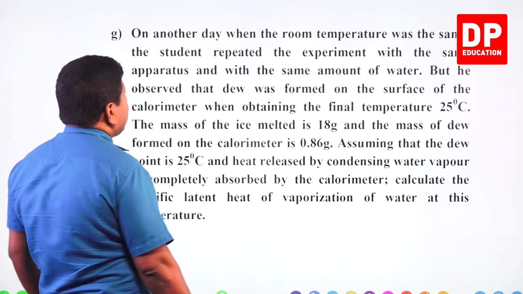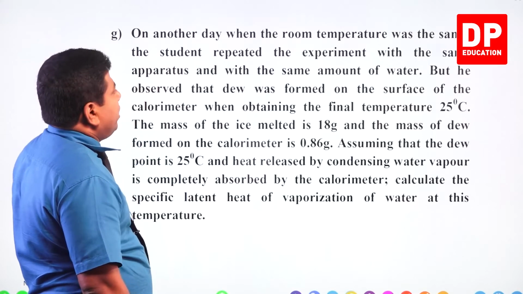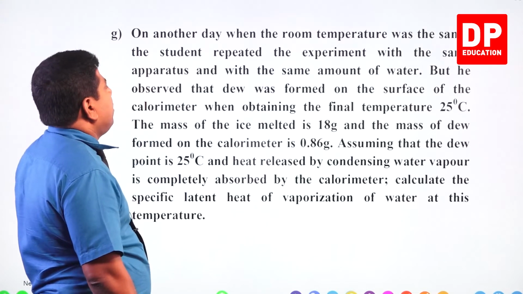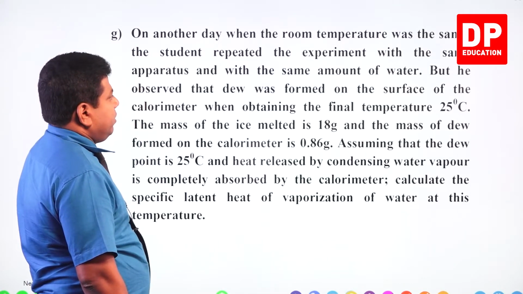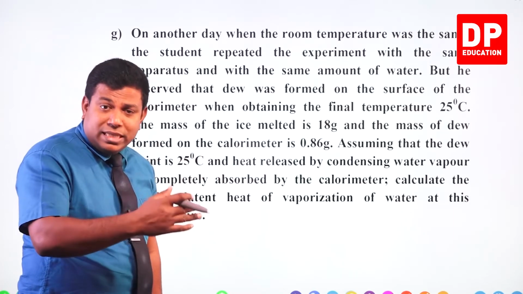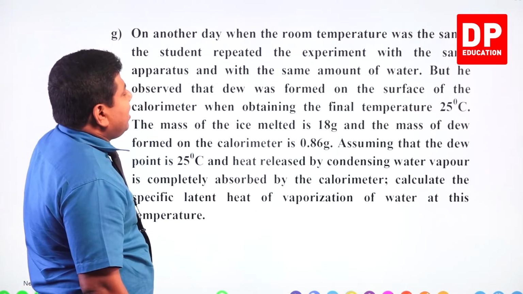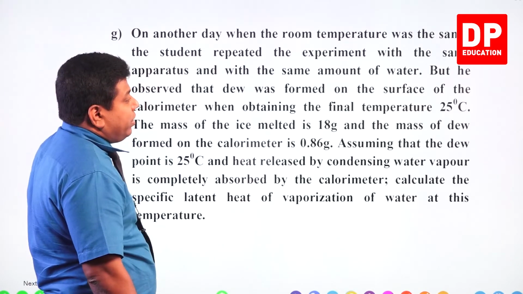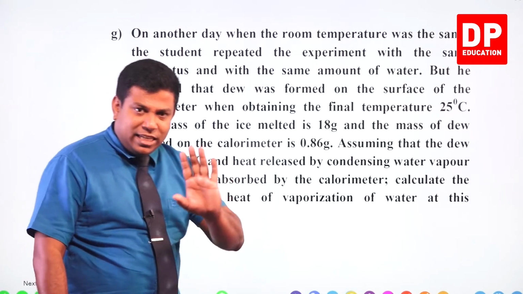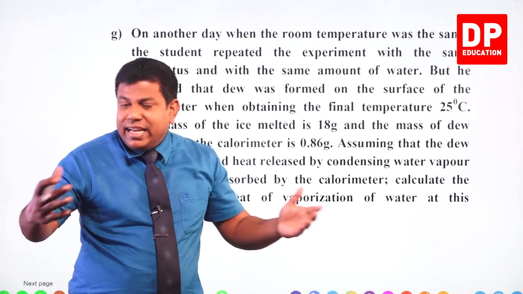Next one. On another day, when the room temperature was the same, the student repeated the experiment with the same apparatus and with the same amount of water. Right, which means M did not change. MC and M of water did not change. But he observed that dew was formed on the surface of the calorimeter when obtaining the final temperature of 25 degrees. So the same 10 degree changes and all that they have done. But there was dew, probably that was a rainy day.